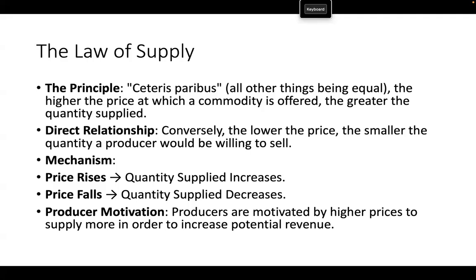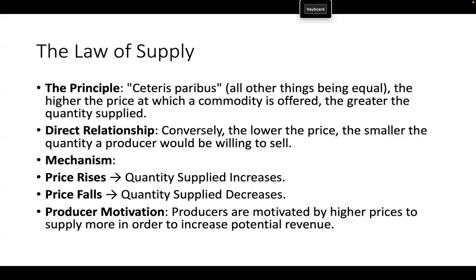Under the law of supply, the key principle is ceteris paribus, that is, all other things being equal. When all other things are equal, the law states that the higher the price at which the commodity is offered, the greater the quantity supplied. And the lower the price, the lower the quantity supplied. Because producers are rational, they always aim at maximizing profits. So when the prices are high, they will provide more of the product for sale. When the prices are low, they will provide less for sale.